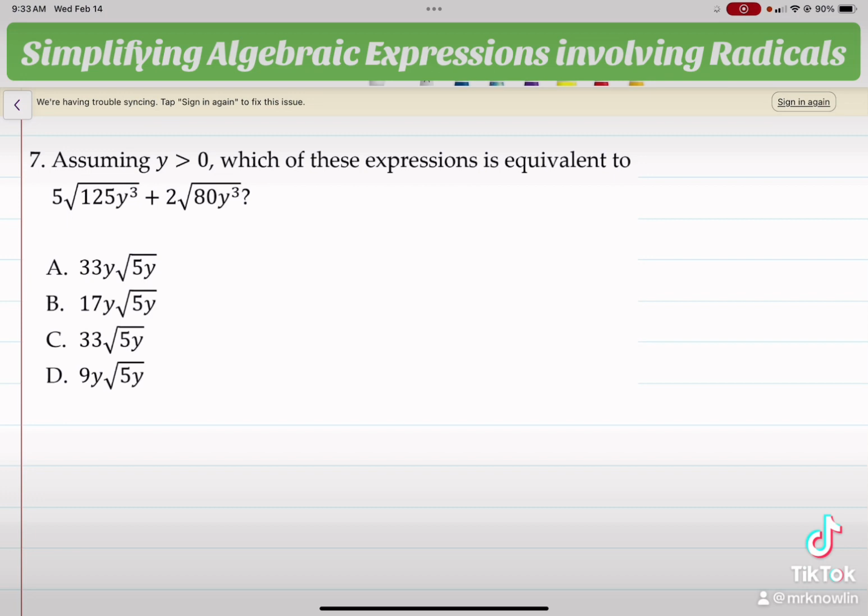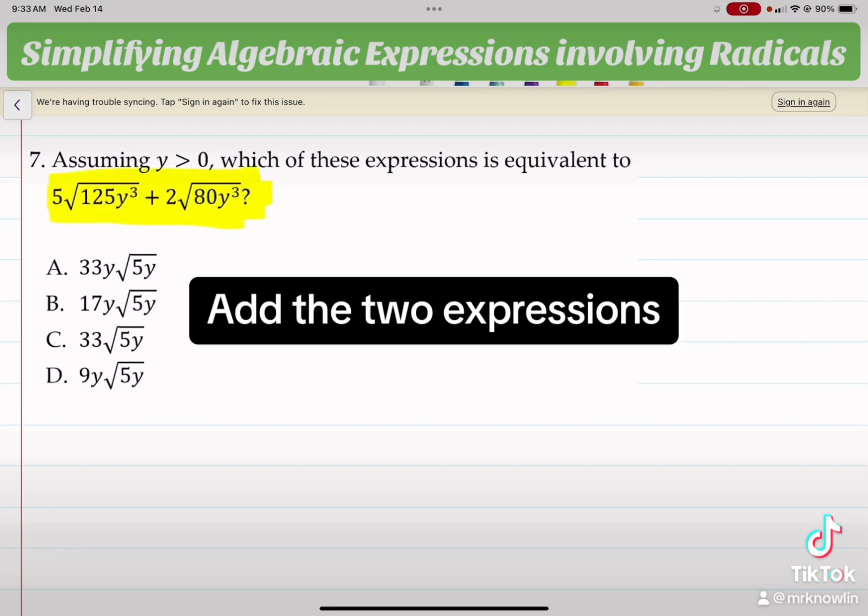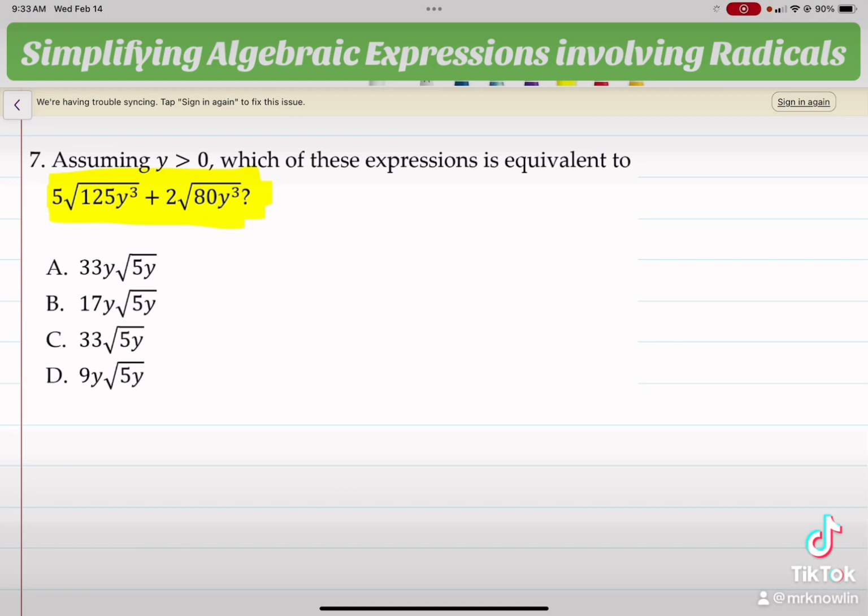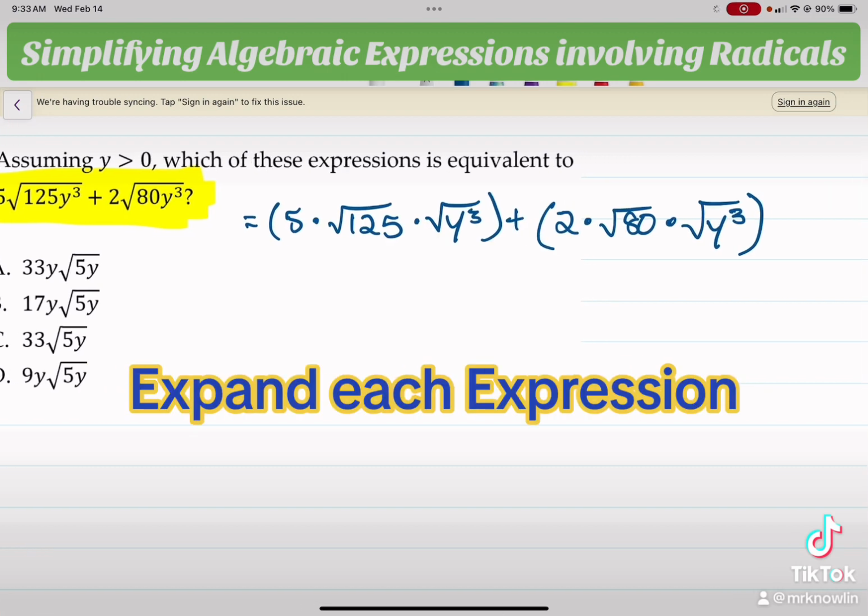Today we're taking a look at this question here. And once you take time to digest it, the main thing we're going to have to do is add these two expressions. So I'm going to go ahead and start off by rewriting each expression, but I'm going to expand it a little bit. Now I can go ahead and start breaking this down.